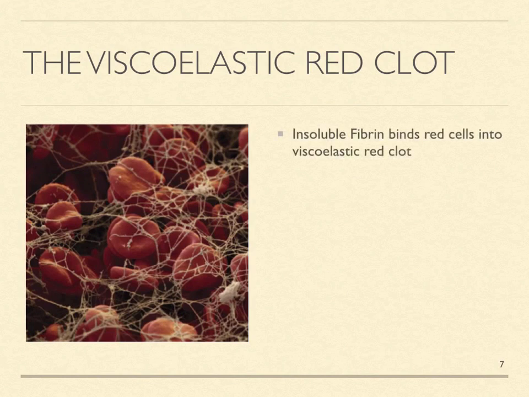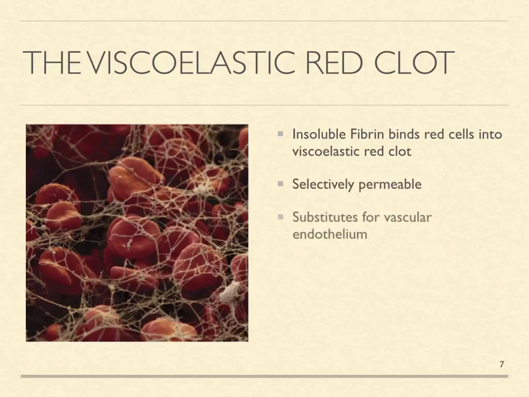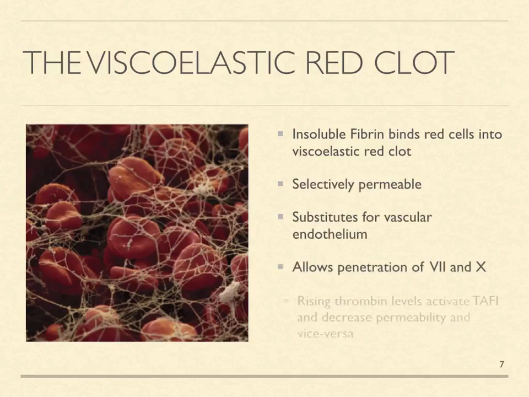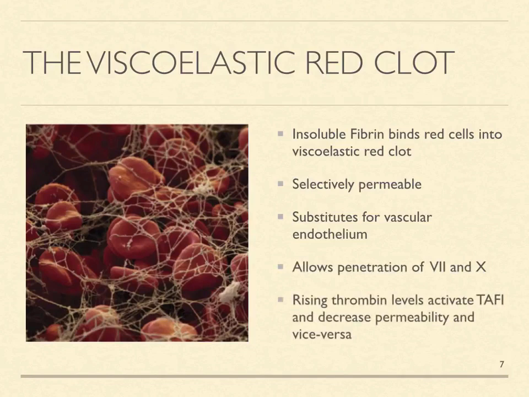Rising levels of insoluble fibrin bind red cells into a more permanent red clot that replaces the white clot and substitutes for the damaged vascular endothelium. The red clot stems blood loss, but its more important function is to regulate thrombin generation to optimize tissue repair. Like the vascular endothelium, the viscoelastic red clot is selectively permeable.